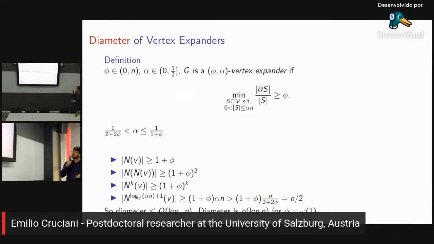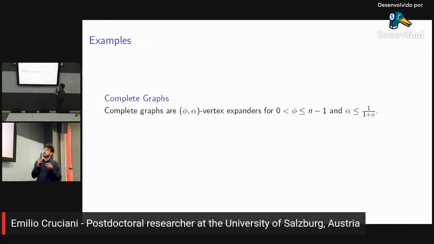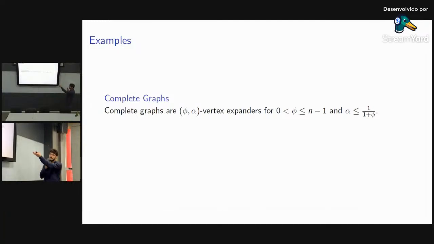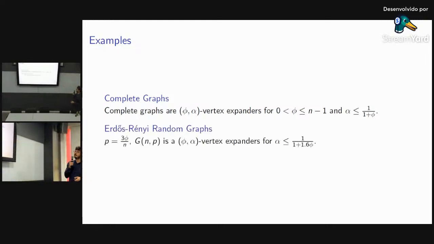But so far we only exploited this property, and we still don't know about these graphs. If they really exist, how can they be built, and so on. In particular, I want to give you some examples of this class of graphs. Complete graphs are phi alpha vertex expanders for every phi, as soon as alpha is smaller than the regime for which they exist. And in particular, random graphs, for some regime of p, which is the probability for a pair of nodes to be connected, are expanders in some range of alpha. So we can prove this.